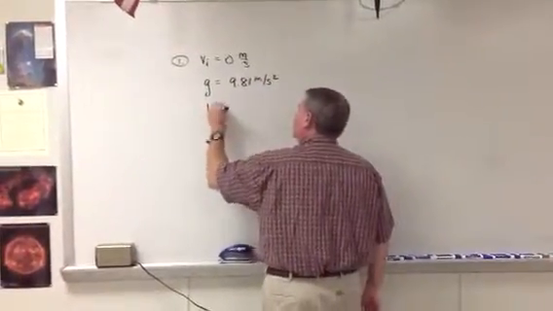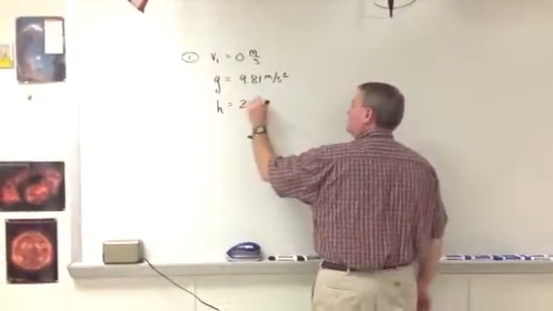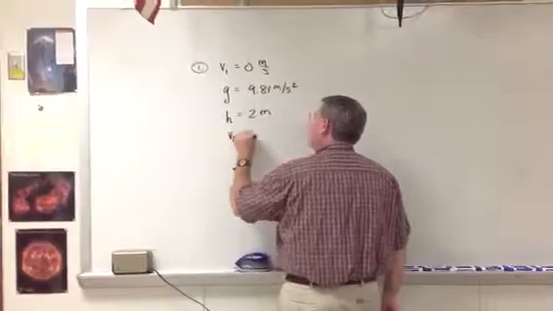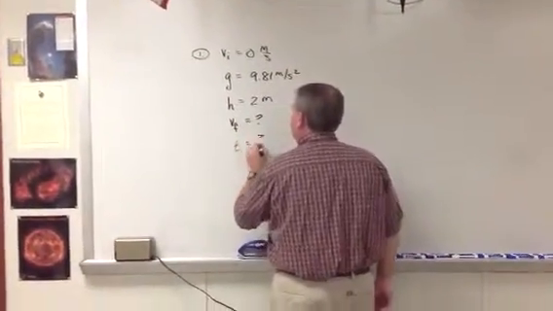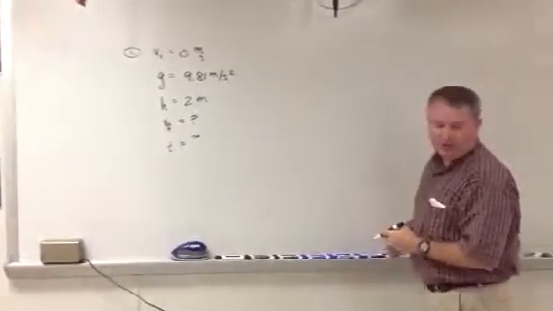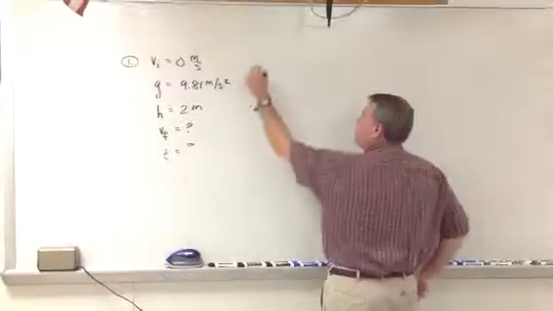How far does it have to fall? 2 meters. Alright, and we do not know the final velocity at which it's going to impact the ground, and we don't know the time it's going to take the fall. So let's go ahead and try to figure out what these two will be equal to.